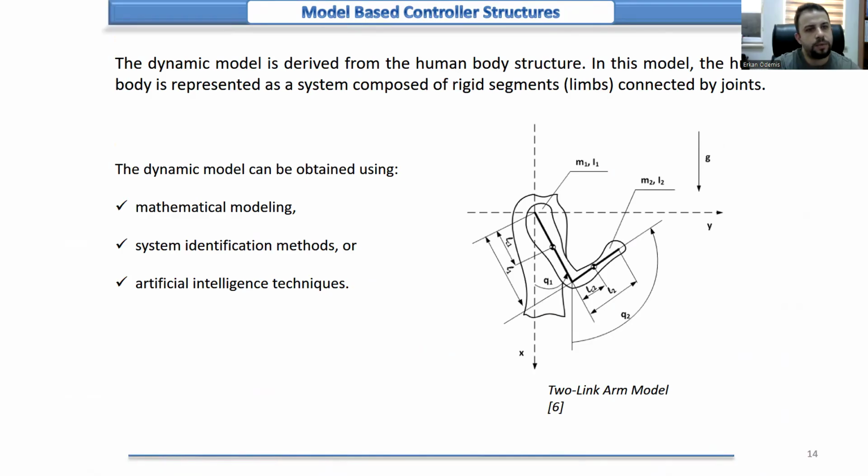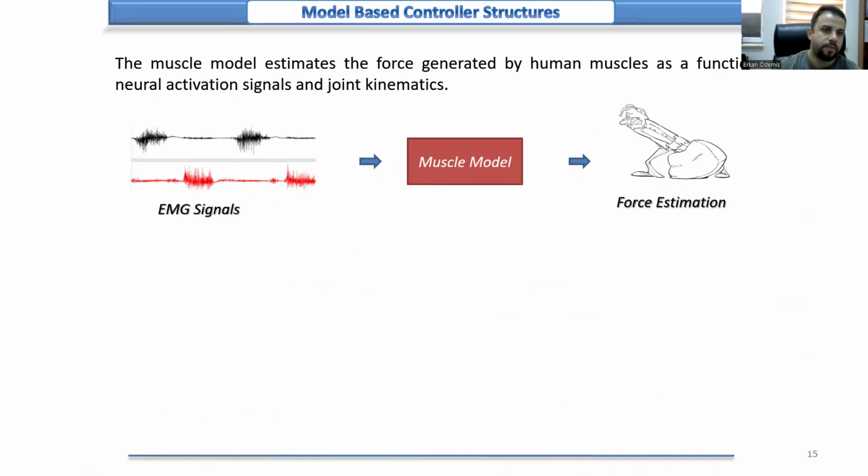In this model, the human body is represented as a system composed of rigid segments, limbs or links, connected by joints. The dynamic model can be obtained using mathematical modeling, system identification methods, and artificial intelligence techniques. In the figure, we can see the simplest human arm model, which is the two-link arm model. In that model, one link represents the human upper arm and one link represents the human forearm.